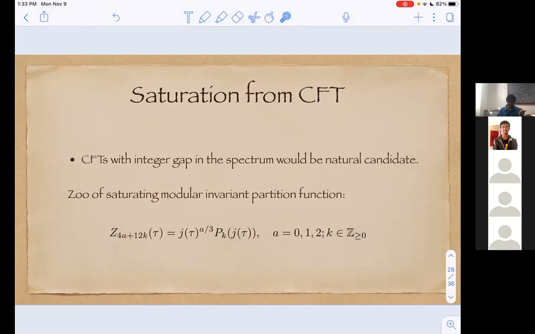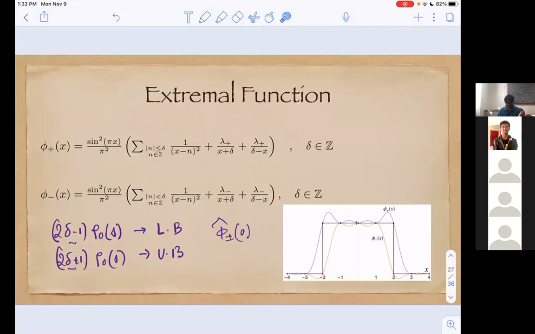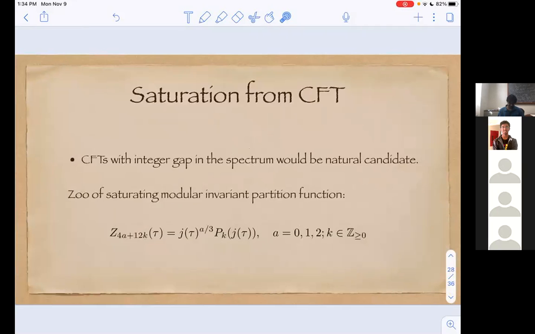And that also comes most naturally, because if you again look at this picture, you can see that if the spectrum is supported at integer points, then at integer points, I have chosen my phi plus and phi minus in a way so that these are 0 outside the interval. So they do not matter. We do not lose anything. And inside the interval, they are precisely 1 at integer points. So we are doing an actual counting, even though we are using this phi plus and phi minus, whenever the CFT has an integer gap spectrum. So these are the saturations from CFT.